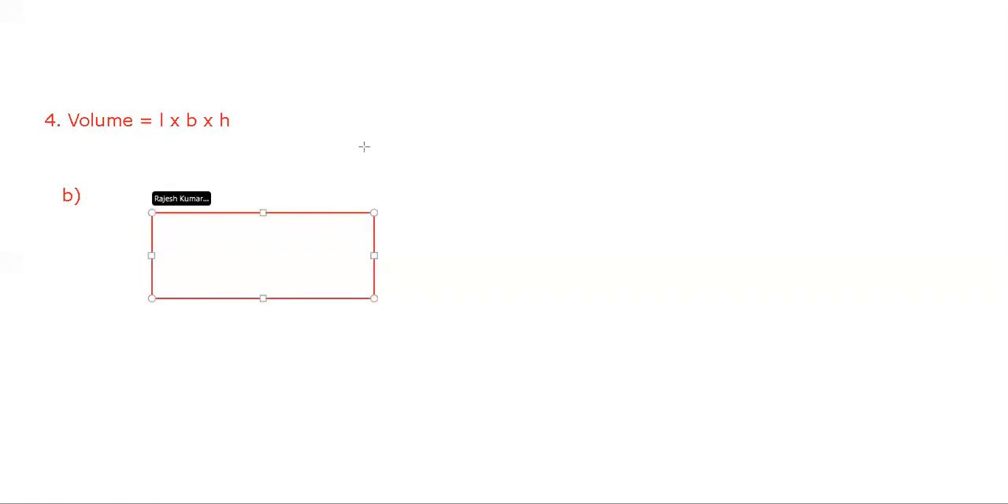Question number 4 is about volume. Find out the volume of a rectangular object. Volume is equal to length multiplied by breadth multiplied by height. Okay, this is the formula. Now question B. Here one rectangular object is given. This is rectangular, so no legs.